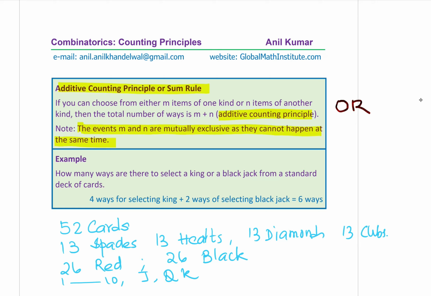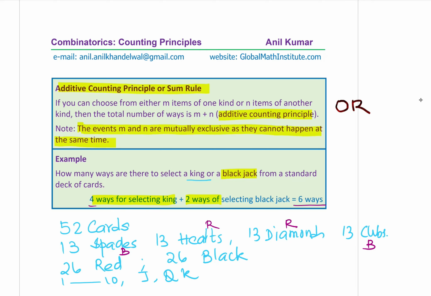So now in this particular case, as you can see, we have 4 kings, correct? So there are only 4 ways of selecting a king. Now we're talking about blackjack. There are 4 jacks, out of which 2 are blackjacks. 2 are the red jacks, correct? So the red ones are the hearts and diamonds. These are red. And the black ones are clubs and spades. So when we are saying 2 ways of selecting blackjack, that means there are only 2 cards. So we have in all 6 ways of getting either one of those kings or one of those blackjacks, right?